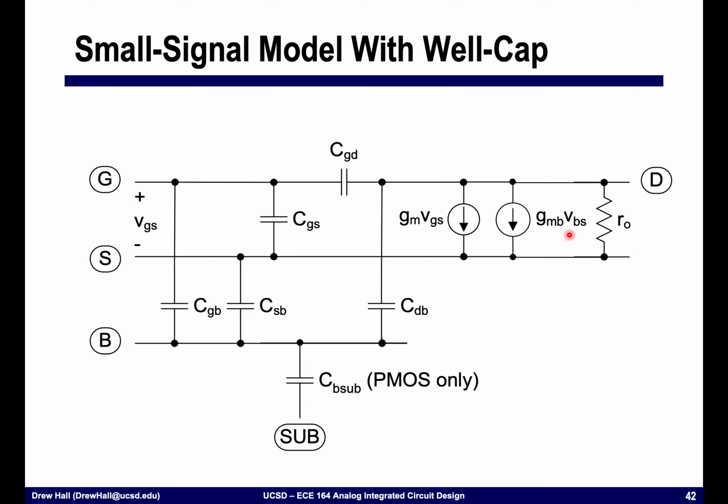And GMB, we often will not try to use the body as a transconductor, and so we usually won't try to put AC signals in here as well, depending on how we connect up this body. And so fundamentally, the most important ones in most circuits are GM, CGS, R out, and sometimes CGD.